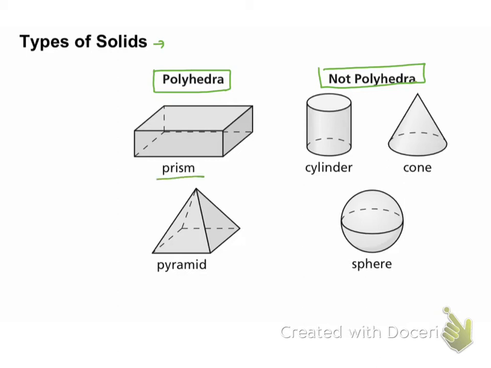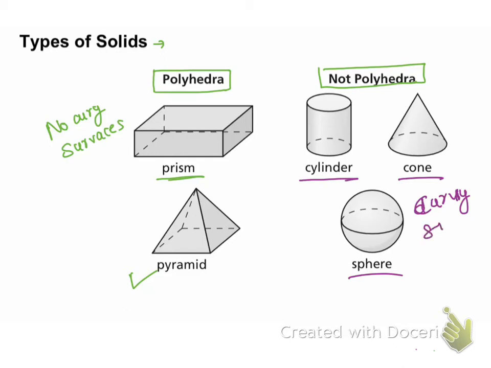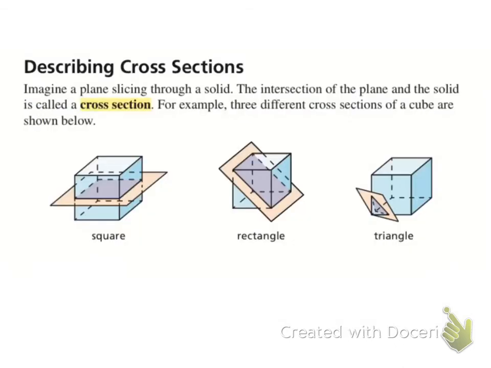So this prism is a polyhedra. You see there is no curvy surface here. You see only flat surfaces, and here also this is a polyhedra. But when you talk about the not polyhedra, cylinder, cone and sphere, they are going to be not polyhedra because it has a curvy surface. All right, let's move to the next part.